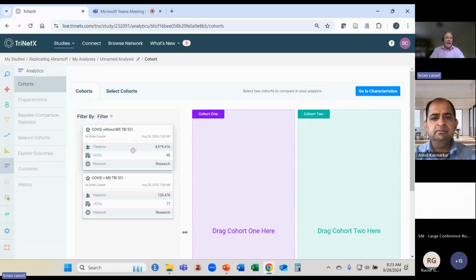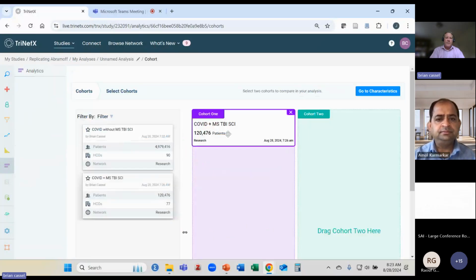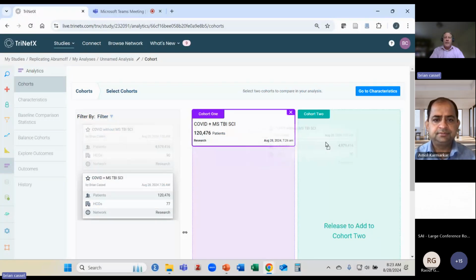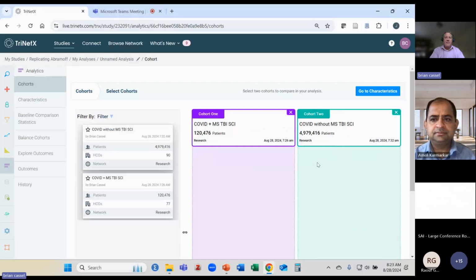So we're just going to do this live, where I compare in cohort 1 people with COVID and the premorbid conditions, and in cohort 2 the 5 million people without them. And then these are the steps that TriNetX wants me to do to balance the cohorts.